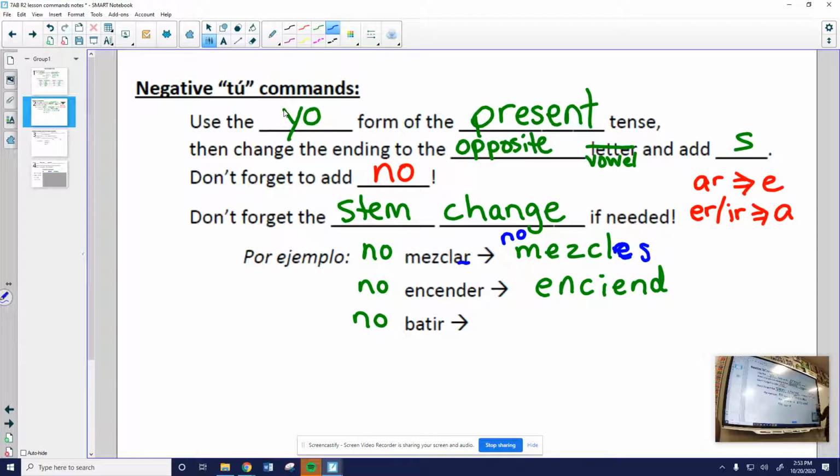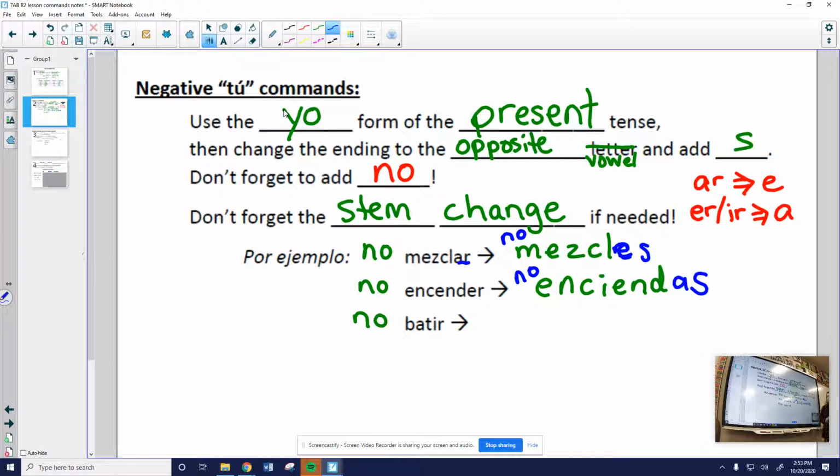Take off the O and add the opposite vowel, which would be an A, and then add an S, because we're talking about tú informal. And of course, we have to add the word no. Don't turn on. No enciendas. Don't turn on the stove. No enciendas la estufa.